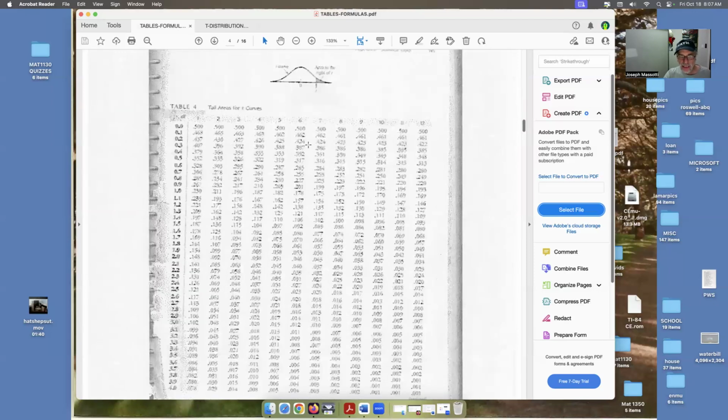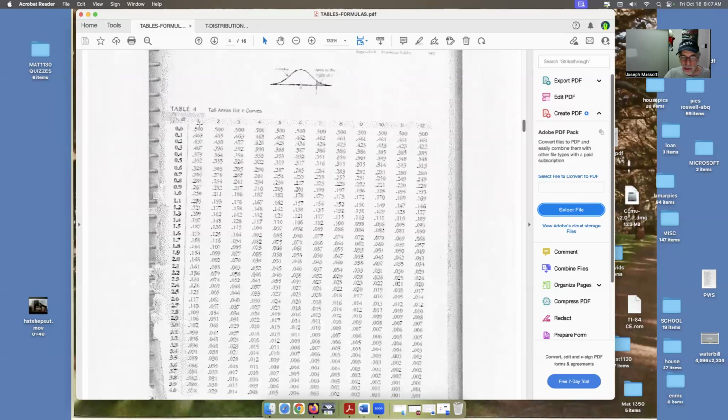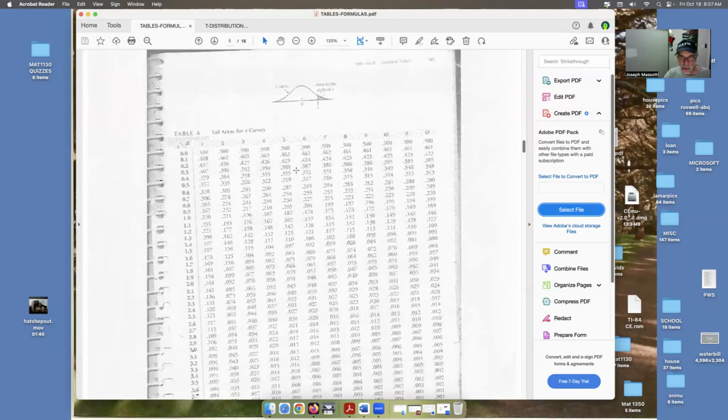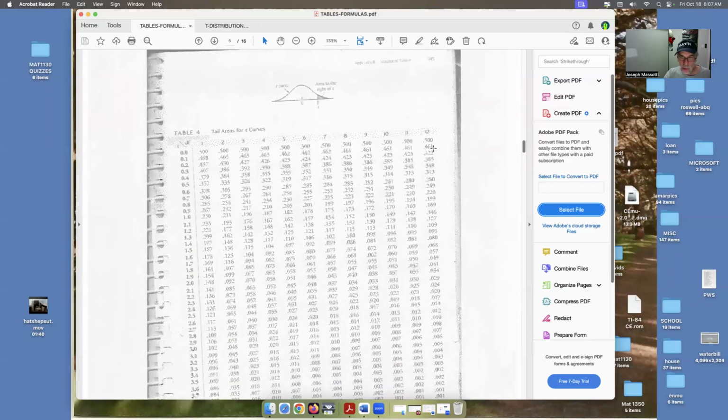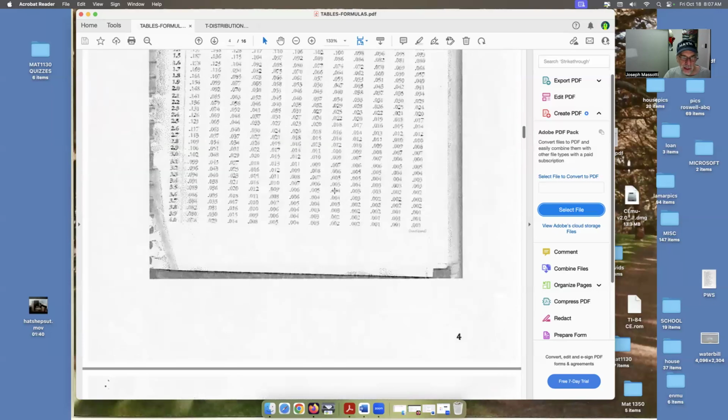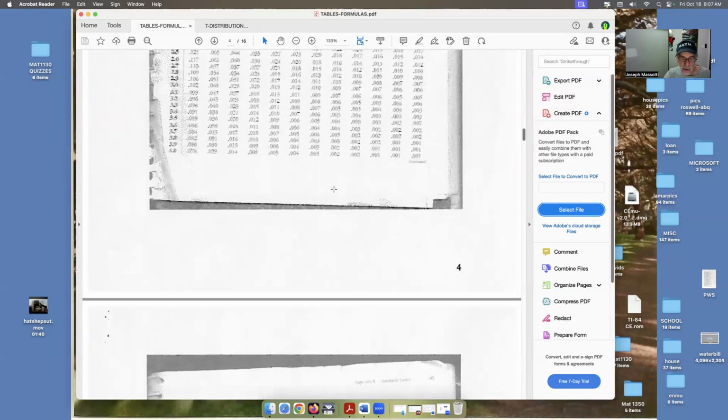Now this t table has several pages because of all the degrees of freedom. First page is degrees of freedom 1 through 12. The second page are degrees of freedom, oh look, it's degrees of freedom 1 through 12 again. So that just showed up twice. This is exactly the same page as this. I don't know how that happened.